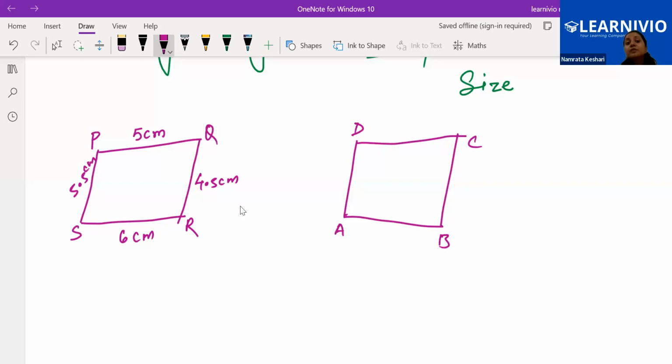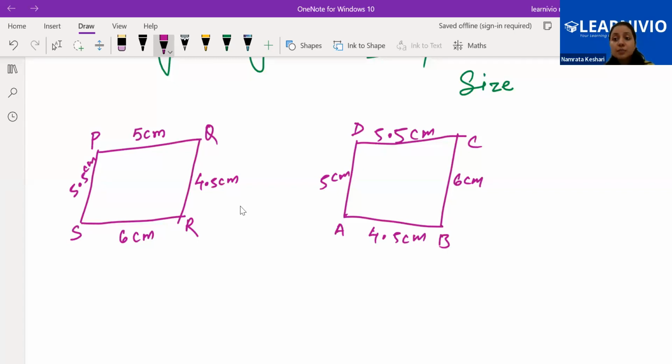In the other quadrilateral, I am saying that one of the sides, let's say, is 6 centimeters. Let's say this is 4.5 centimeters. This is 5 centimeters. Okay, or we can say 5.5. This is 5 centimeters. Okay, now how will we check these two figures are congruent or not?